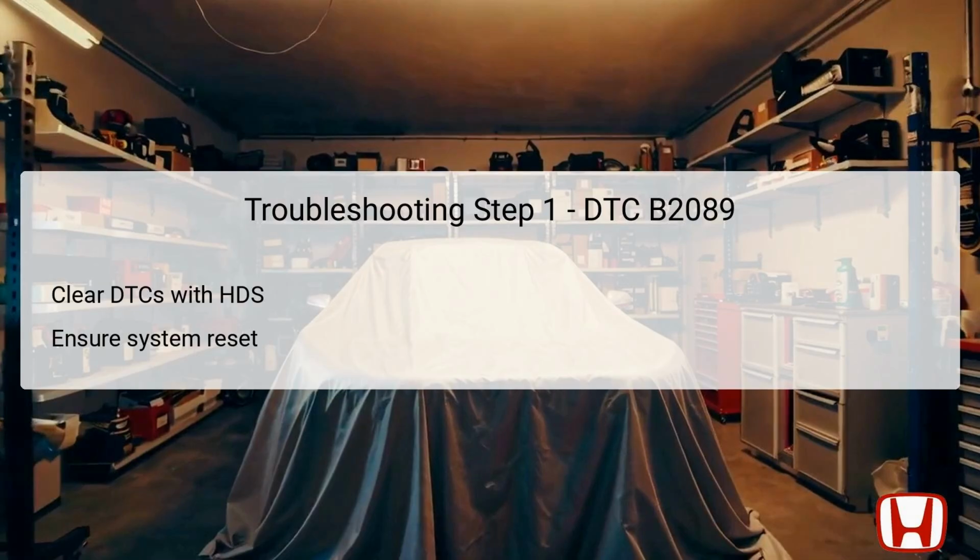Following this, the ignition switch should be turned to the lock position and then back to the on position. Alternatively, you can press the engine start-stop button to cycle the system back to on mode. This ensures that the vehicle electronics are properly powered up and ready for diagnostics with the HDS. Once cleared, monitoring the system can provide more accurate information regarding DTC B2089.